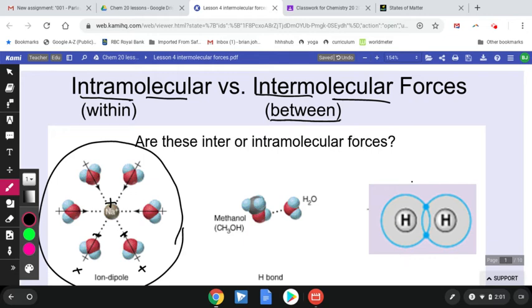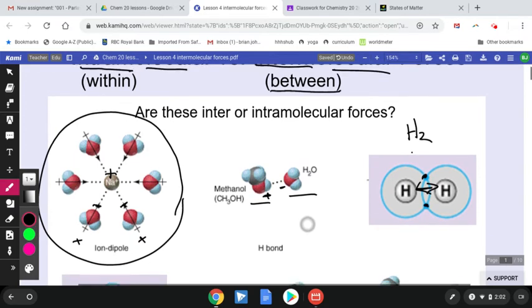Okay, and how about this one? Methanol and water, which are both polar molecules. So methanol, this would be its positive pole, and this is water's negative pole. Do you think that's a force within a molecule or between molecules? Okay, and then our third example is hydrogen, H2, and they are sharing their valence electrons. Do you think this attractive force between these two atoms is intramolecular or intermolecular?